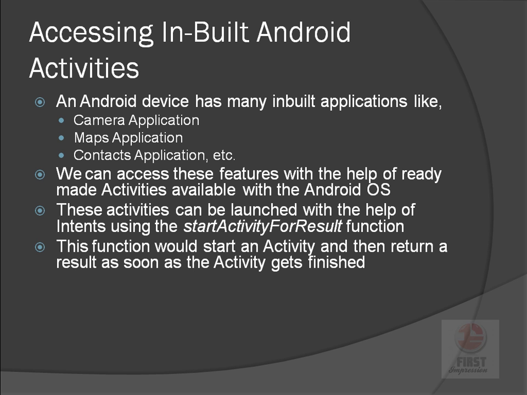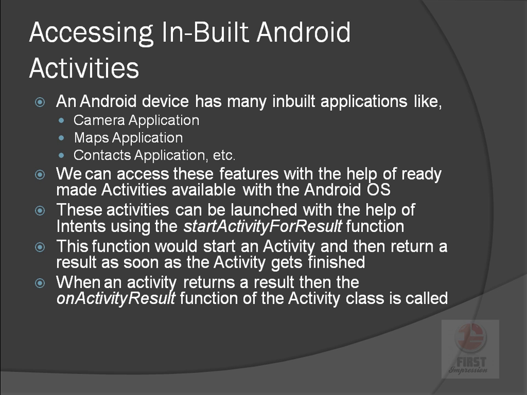The function will start the activity and return a result as soon as the activity gets finished. For example, if you're launching the camera application, as soon as the user has clicked the image, that image will be returned back when the activity is finished. When an activity returns a result, the function onActivityResult is called. This onActivityResult function has to be implemented by us, and inside this function we'll be getting all the data from the activity and displaying that data onto our screen.